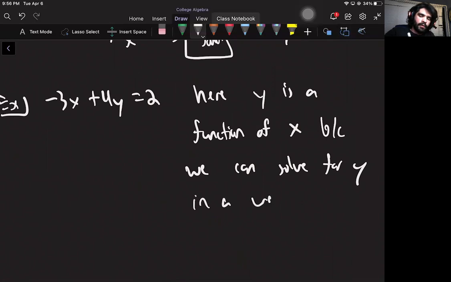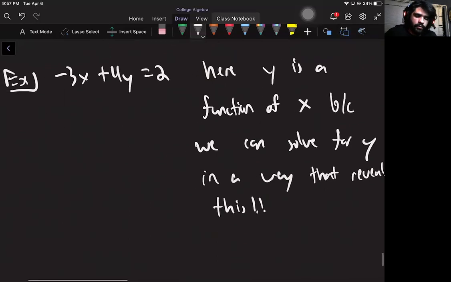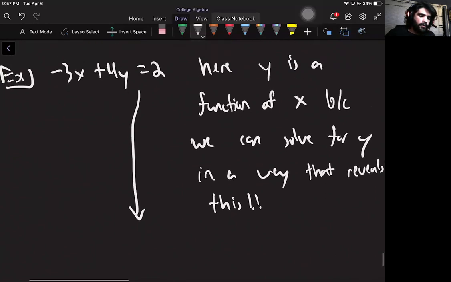So in a way that reveals. So just because you can solve for y doesn't always mean it's a function, but if you can solve for y, then you can reveal if it's a function or not as you do that. Okay, so we're going to solve this equation for y here. So I'm going to just add 3x to both sides.